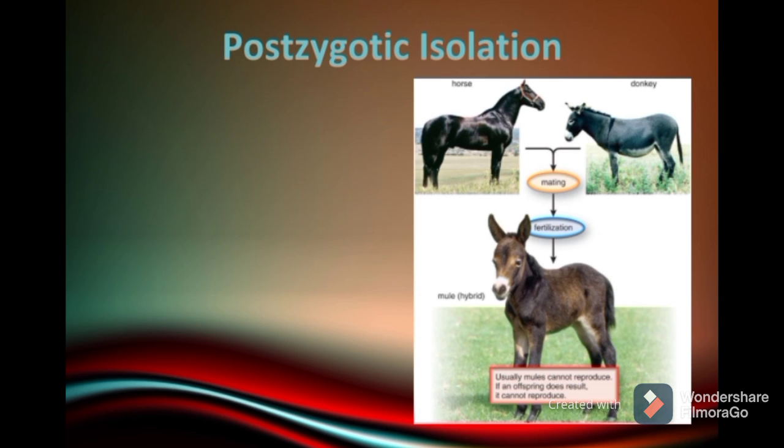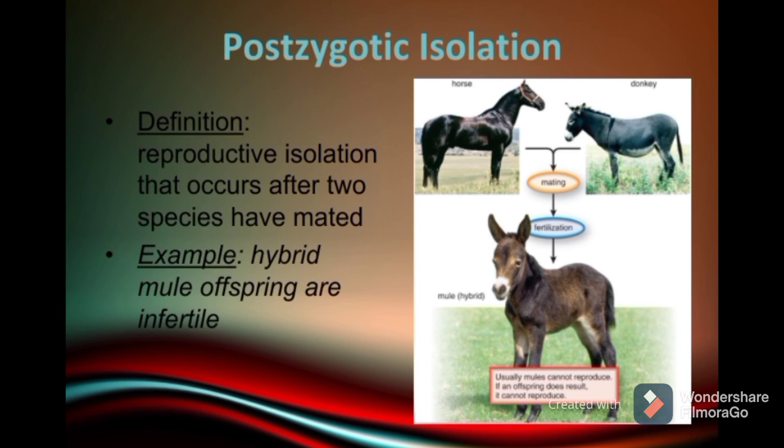Then last, we have postzygotic isolation. This is reproductive isolation that occurs after two species have mated. Postzygotic isolation prevents the formation of fertile offspring. For example, the hybrid mule: the offspring are infertile. When a horse and a donkey mate, they produce a hybrid, which is a mule, which cannot reproduce.